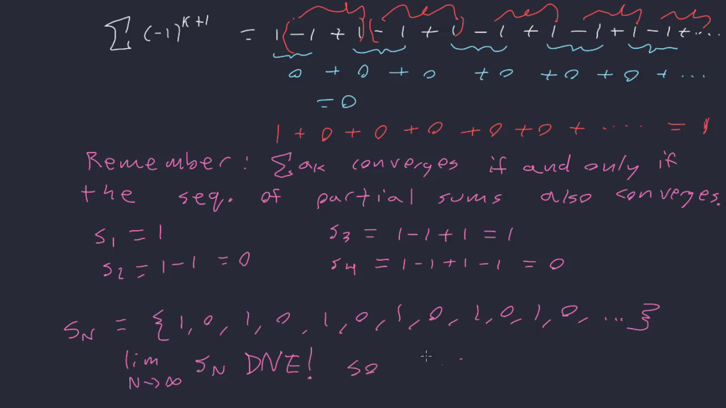So this series, -1 to the k plus 1, diverges. Now this is one of those cases where we have a divergent series that isn't actually jumping to infinity, right? It's not actually jumping to infinity. Its limit doesn't exist. It just jumps back and forth between -1, or sorry, 1 and 0. Okay.